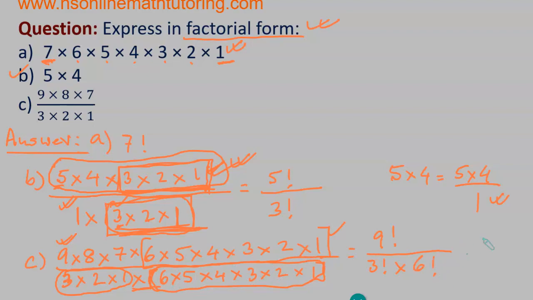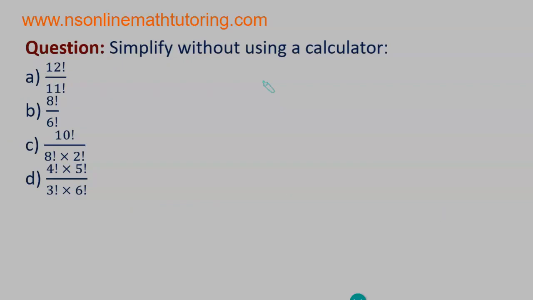So, 7 factorial is the answer for the subpart A. 5 factorial over 3 factorial is the answer for the subpart B, and for the subpart C it is 9 factorial over 3 factorial times 6 factorial. Let us move on to the next question.